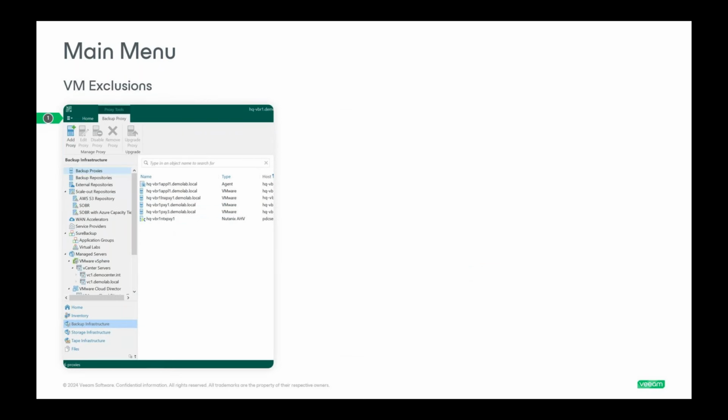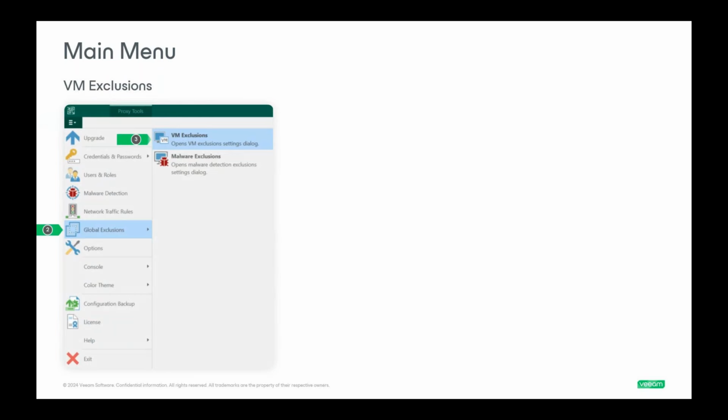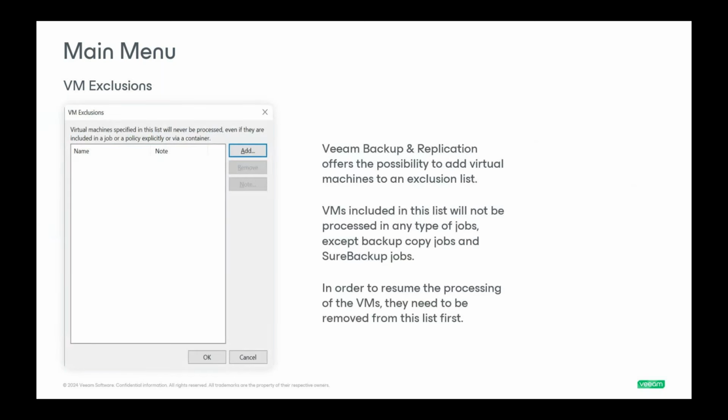All right, let's see. VM exclusions from the main menu. If you wanted to do any VM exclusions, we can do this. So obviously we offer the possibility to add your virtual machines to an exclusion list, so it'll never be processed accidentally. We'll see this used for maybe environments where you're backing up a handful of things and you just want to make sure that something isn't overlooked and starts backing up and utilizing licenses that maybe you don't have. So they won't be processed by any jobs.